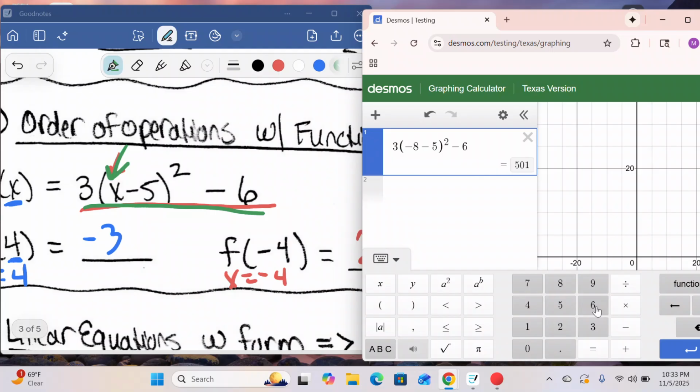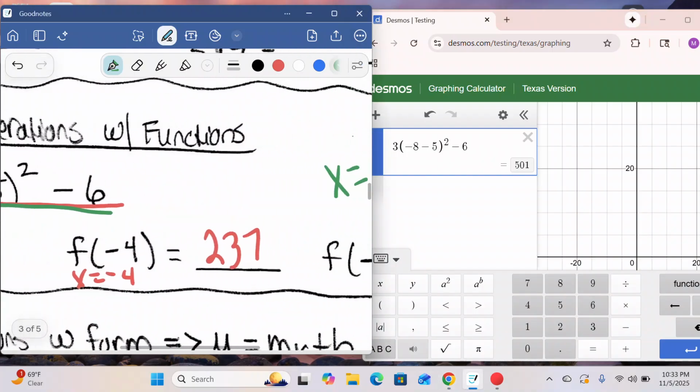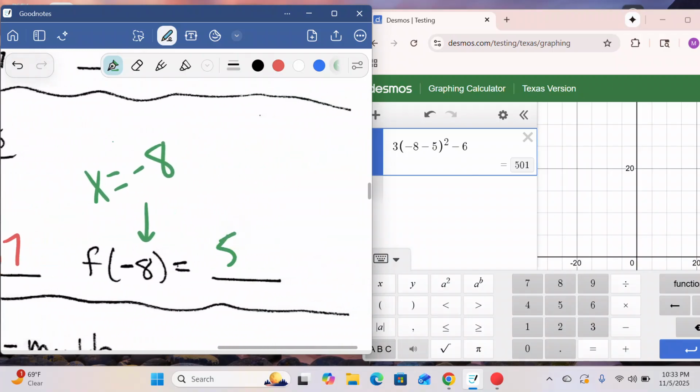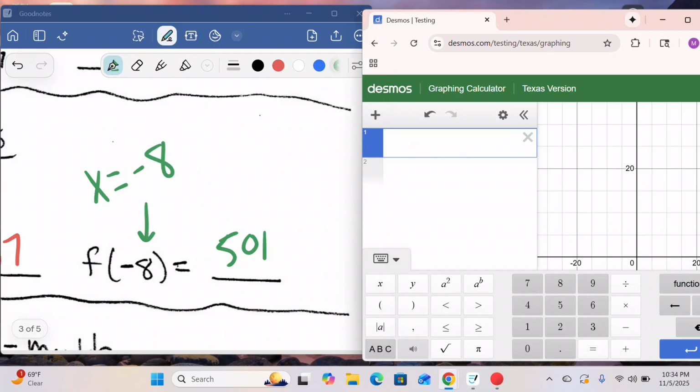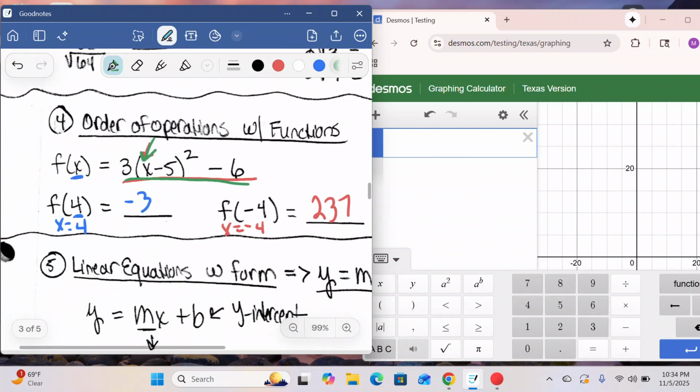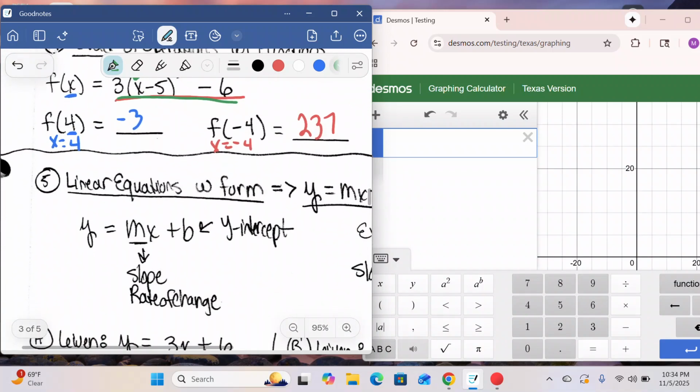So my function output, without even knowing the order of operations, without knowing to do parentheses first, second is exponents, my answer is 501. With only doing inputting. If you know how to input into the Desmos, it's going to do amazing work for you. So of course, that's how quick you get those problems. That is a crash course on functions, on inputting x's. Now we're going to go into the linear equation.